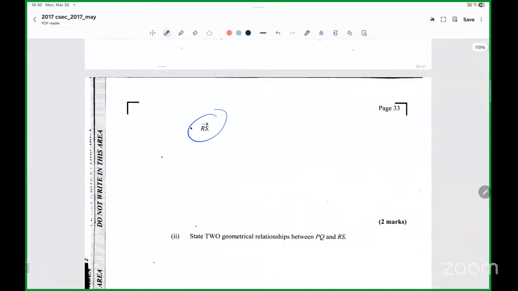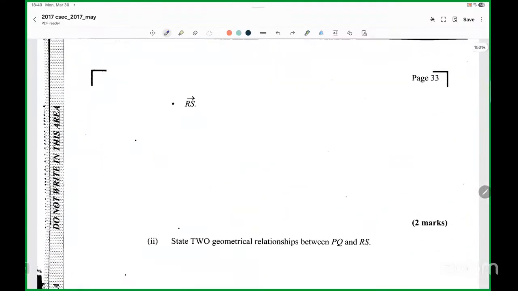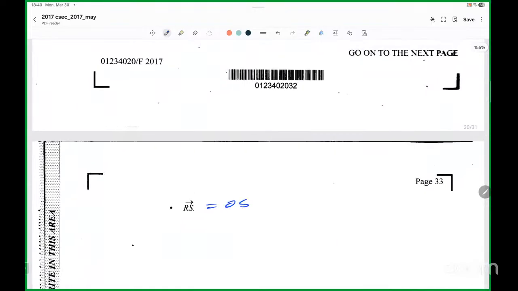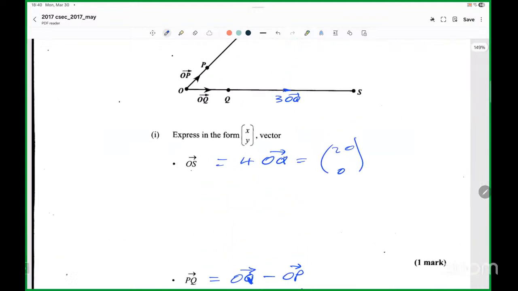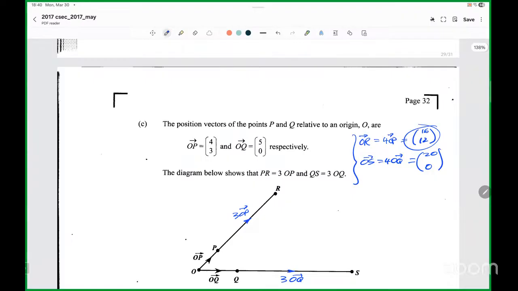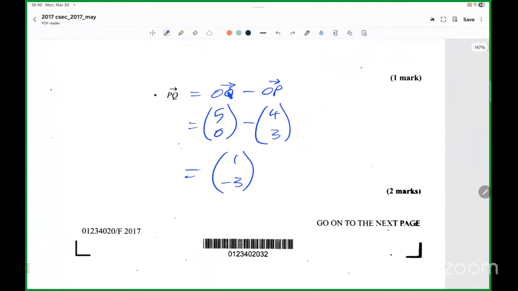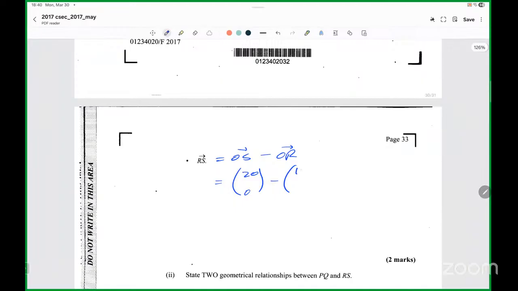Then we want the vector RS. Same thing again. We're going to use O times the last, OS, minus O times the first, OR. What was OS again? (20, 0), wasn't it? And OR was, what did we get? OR was (16, 12) up here. So you're going to get 20 minus 16 is 4, and 0 minus 12 is negative 12.